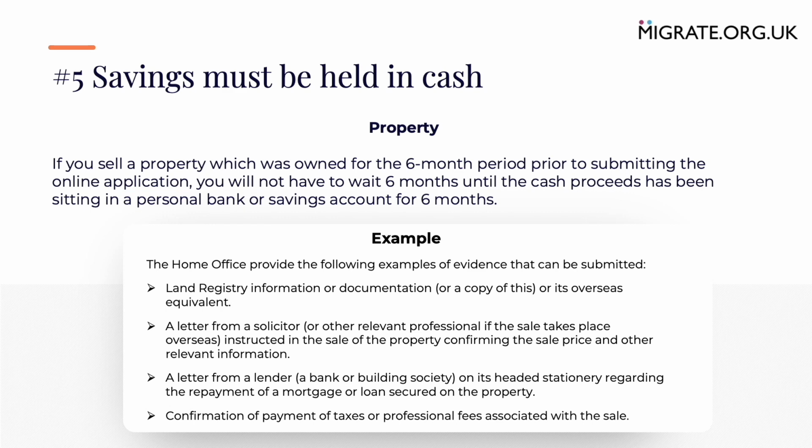So one suggested documentation that should have been included in the Home Office guidance for property sales in the UK is a completion statement, which can be obtained from a solicitor as it contains much of the required information.